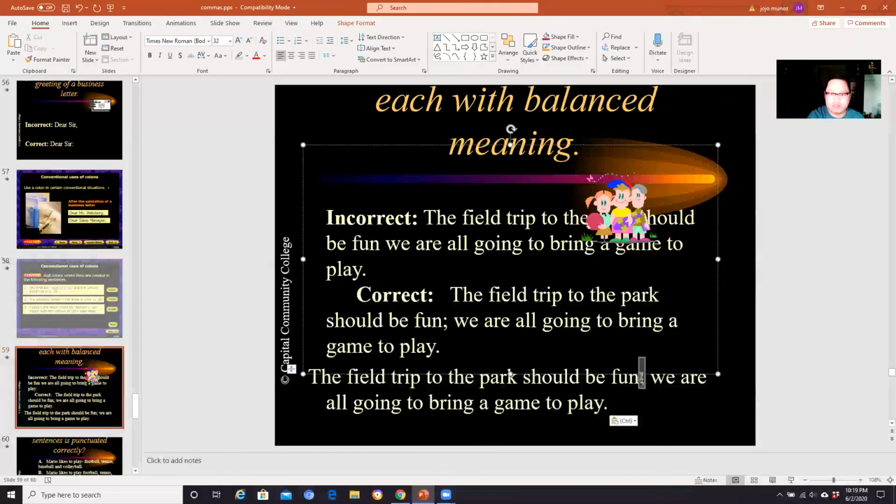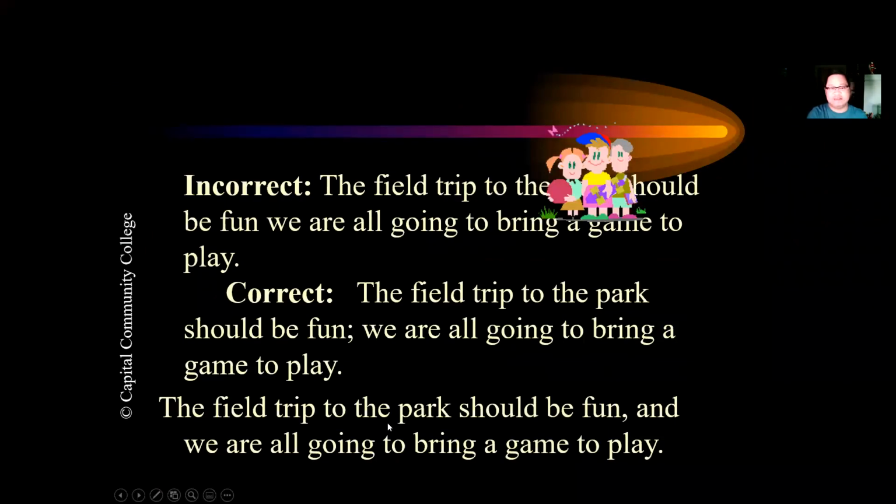So we can use a comma here and a conjunction, and. That's it. So there are two ways to correct the sentence. Either use this punctuation, semicolon, or comma, and the word and.